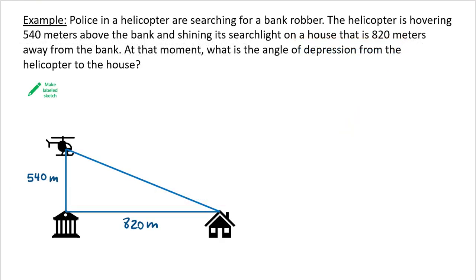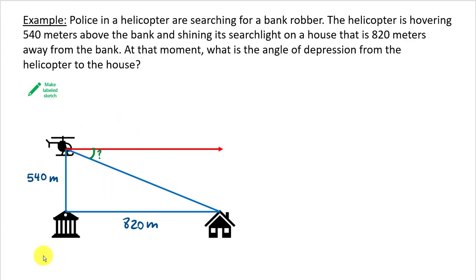So that means that we need to draw a horizontal line or ray going from the helicopter, like that. So the angle of depression will be between this horizontal ray and the ray going downwards, the line of sight going downwards. In other words, this angle here, that's what we need to find.